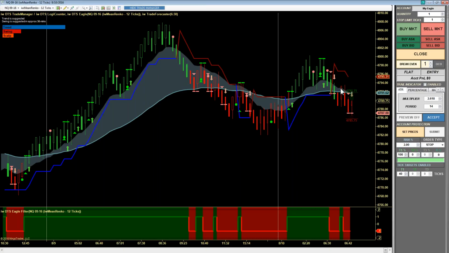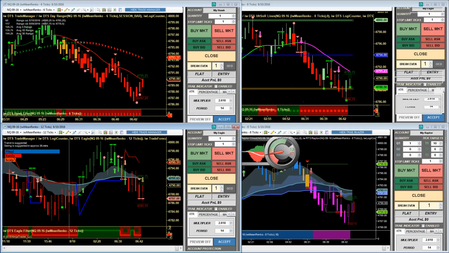And right now you can see the band getting all twisted up like a rope. So that also tells us that the market's kind of neutral, at least from a trend point of view. That's why we have different tools.